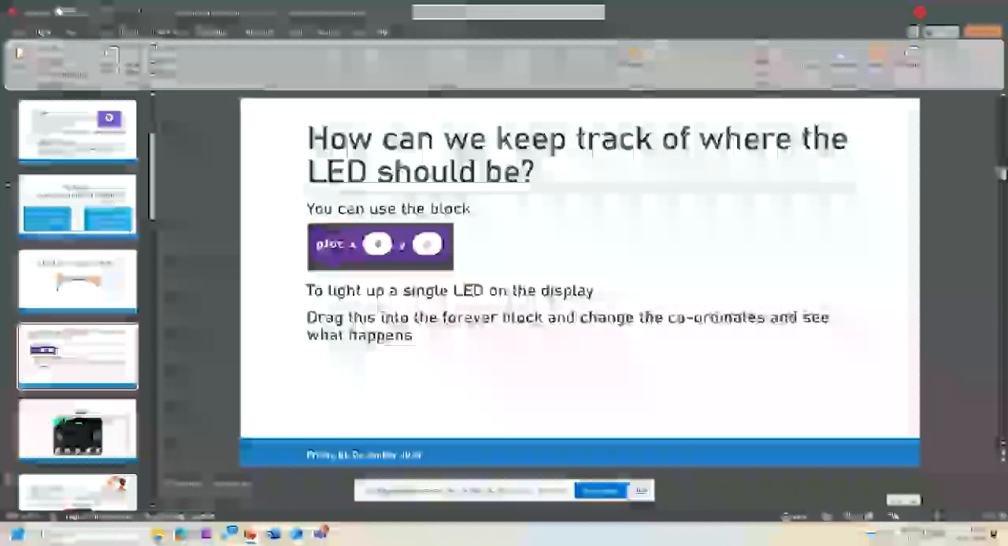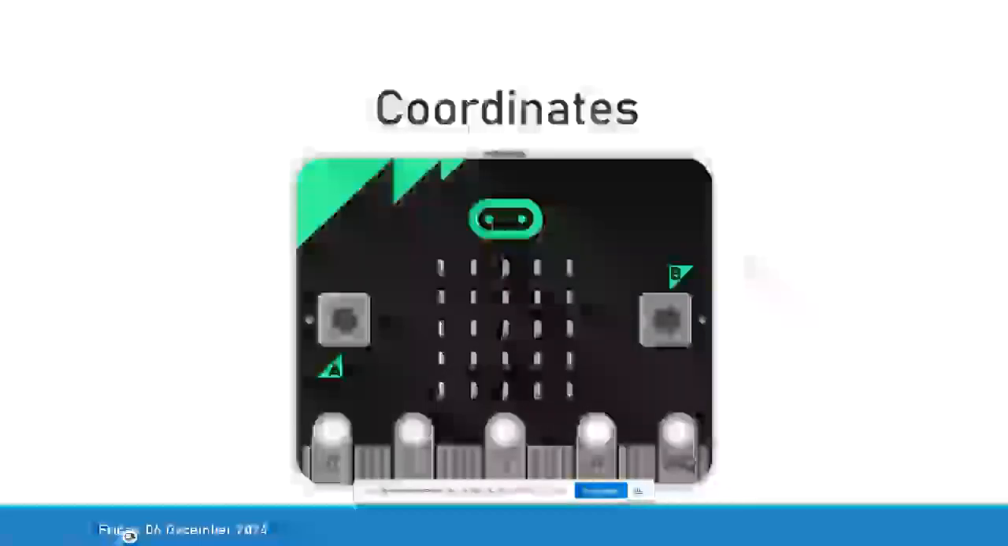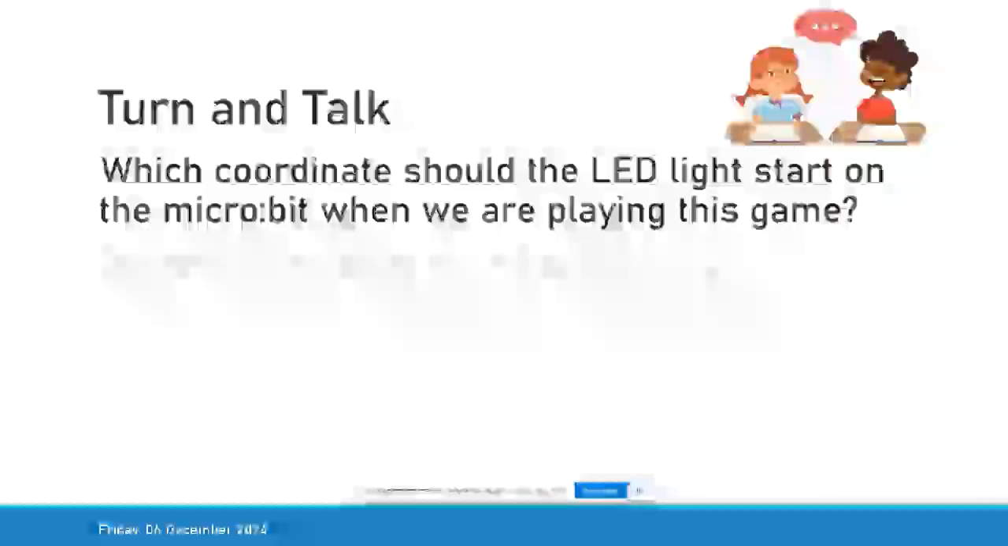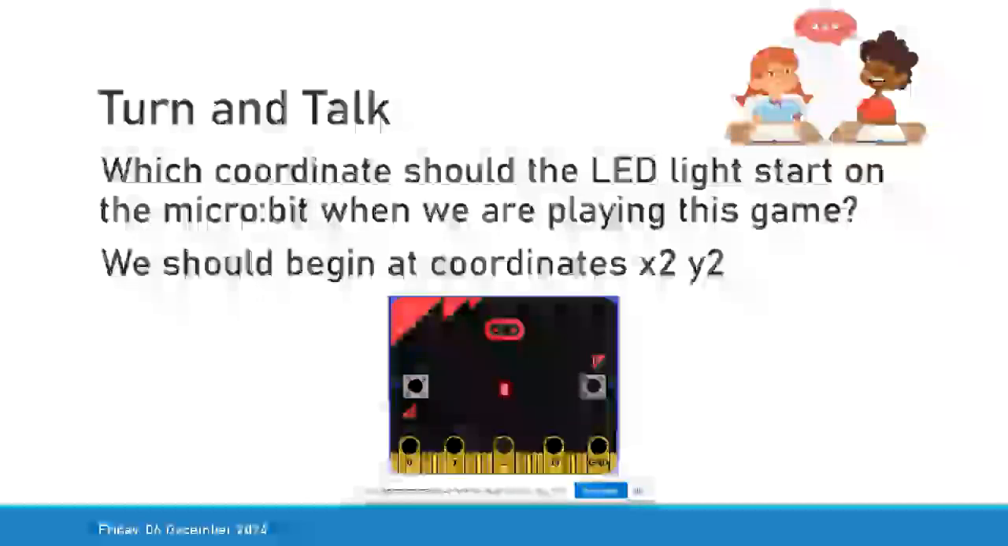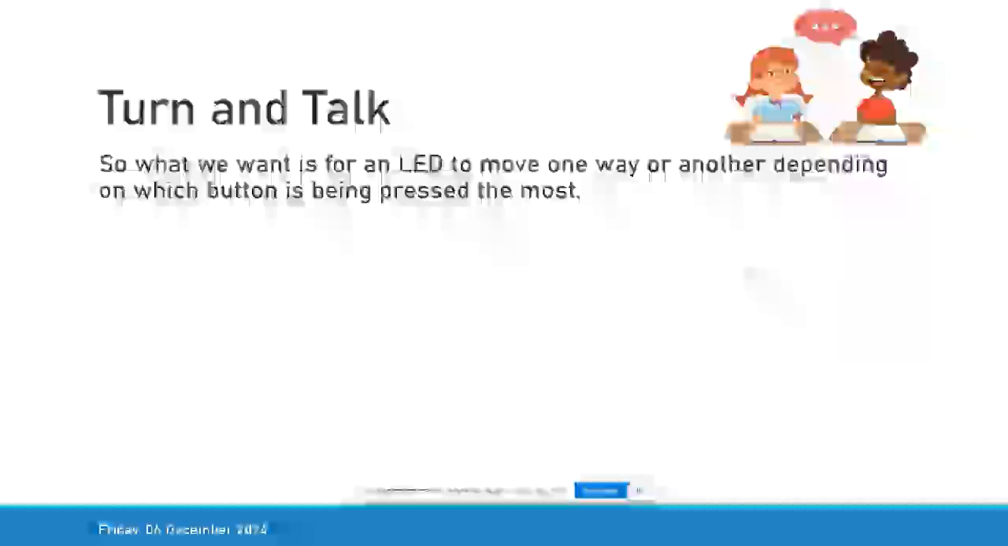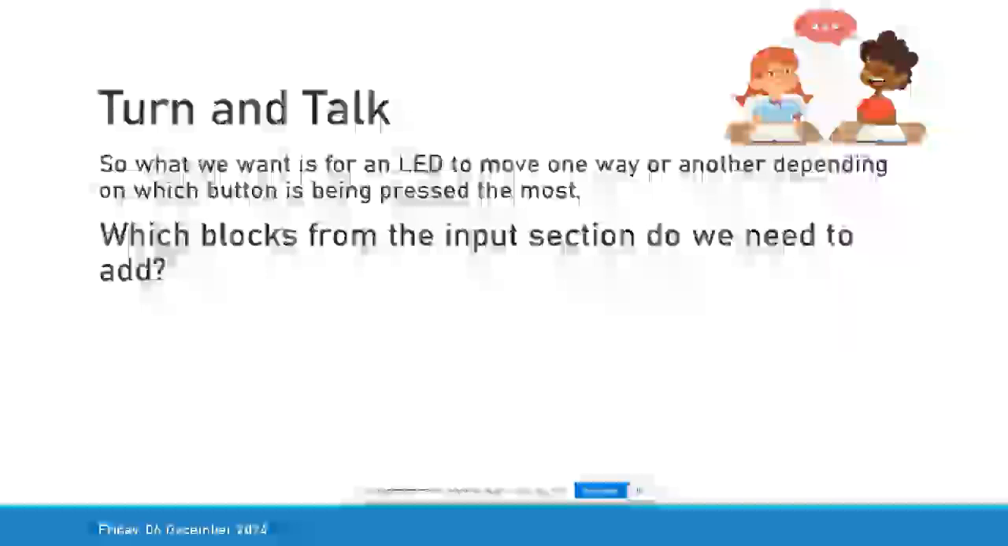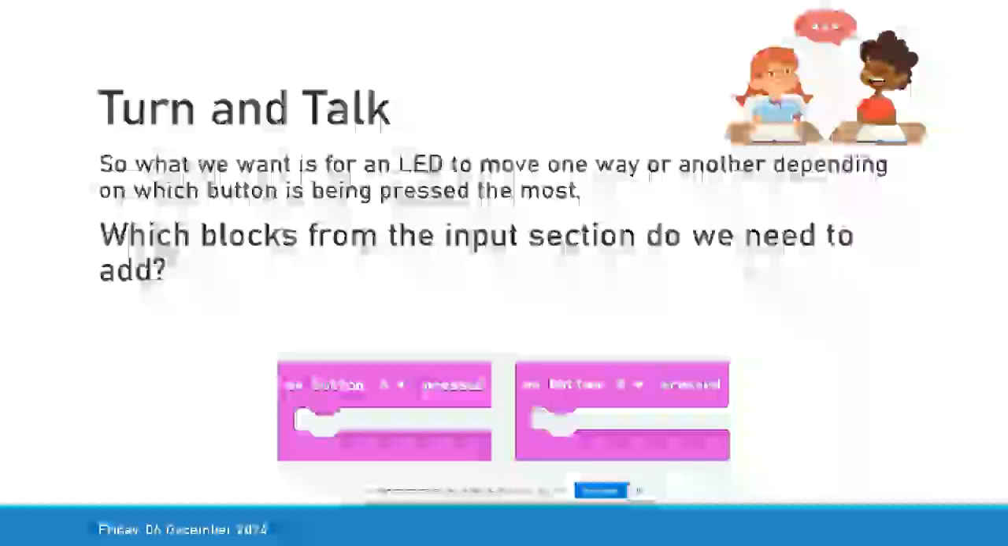Well, now that we've got our coordinates already, we've got that LED to shine in the middle of our screens at coordinates x2, y2, we need it to start moving one way or another, depending on which buttons are being pressed the most. So having a look at the input section, we need to add the A button and the B button. And something's going to happen based on those inputs, right?